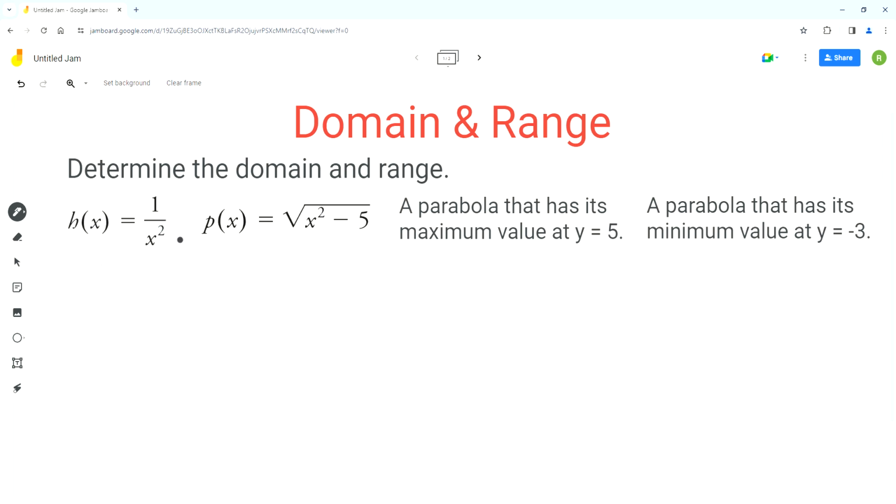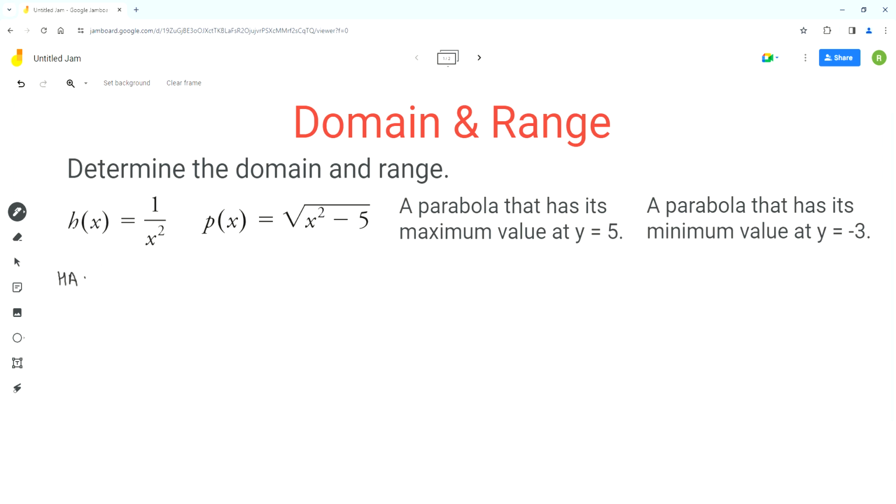Now 1 over x squared is a rational function because the variable x is in the denominator. Now we know a rational function can have horizontal or vertical asymptotes. So we should start our analysis by finding the horizontal and vertical asymptotes for this function, if there are any. So let's start with the horizontal asymptote.